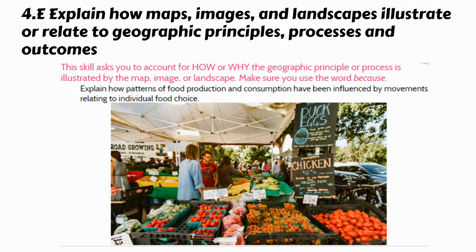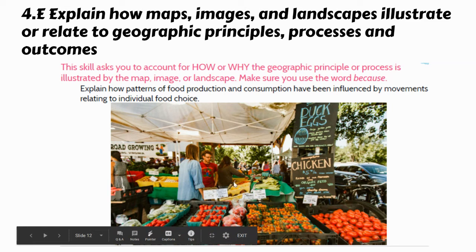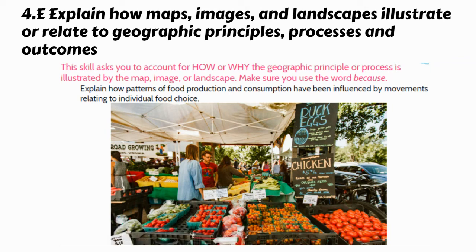So this is obviously a farmer's market. It's a buy local. I mean, this dude's t-shirt even looks like he's saying buy local, vegetables grown close by, right? So on food production and consumption, what is the movement relating to individual food choice? You'd have to talk about what the movement is. This is a local food movement, farmers markets, where the movement itself is buy local. And then getting that in there. And how does that influence food production and consumption?